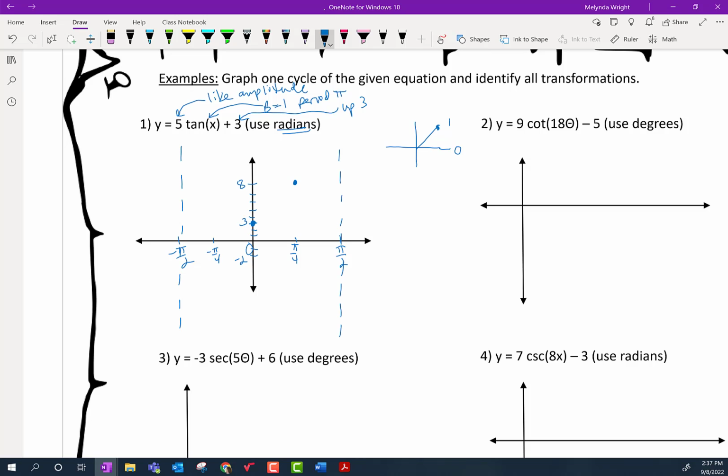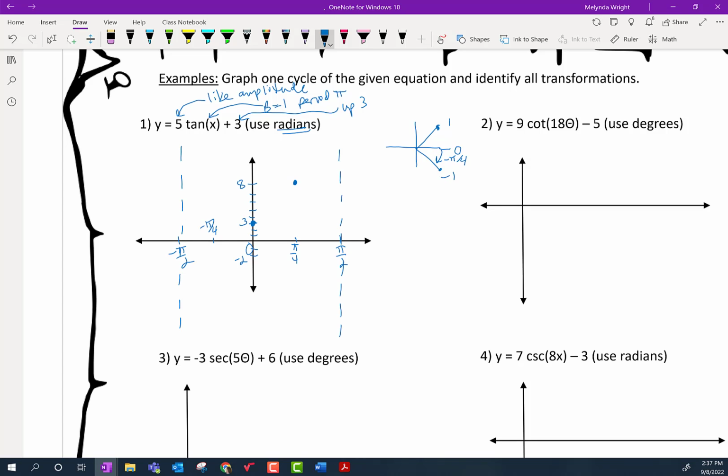And at negative pi over 4, what do we remember that y value is for tangent? It's negative 1, right? Because tangent is sine over cosine, sine is negative down there, cosine is positive. So here, I'm going to be down here at the low part. I guess I'm just going to move that to negative pi over 4.